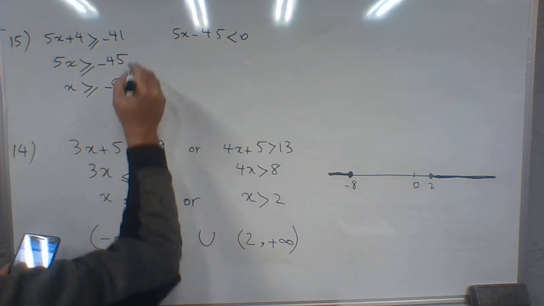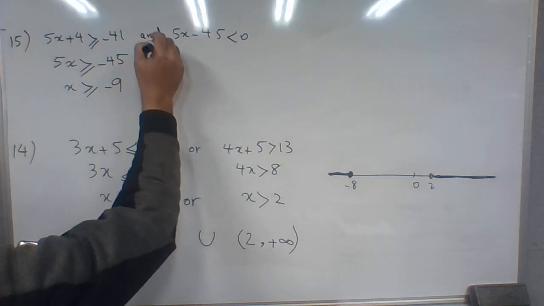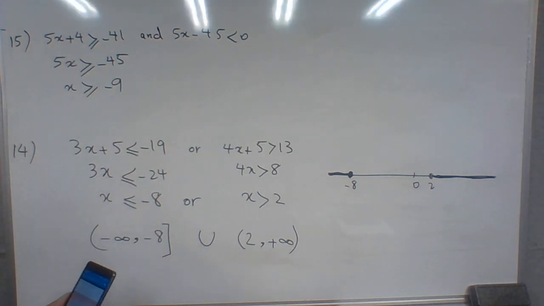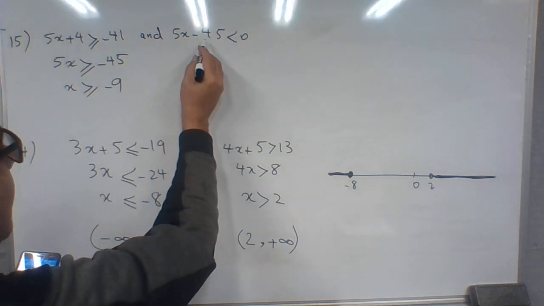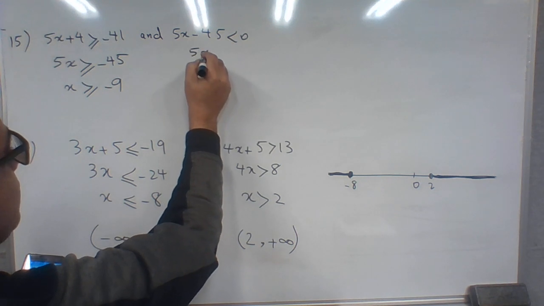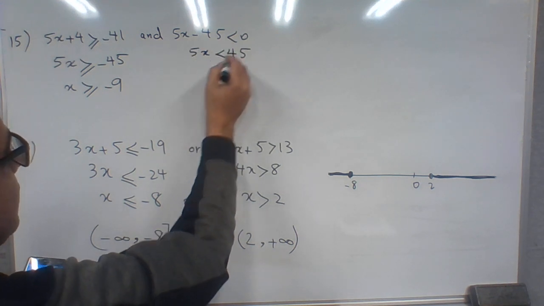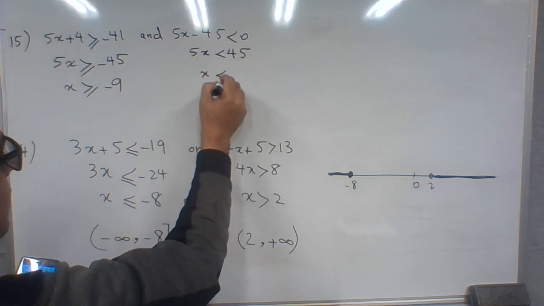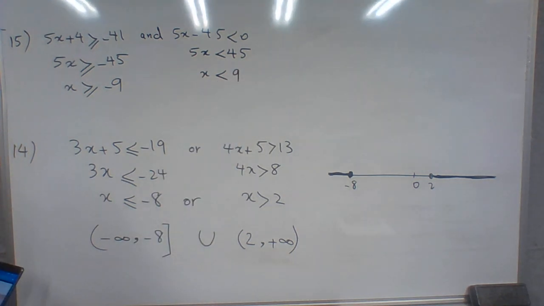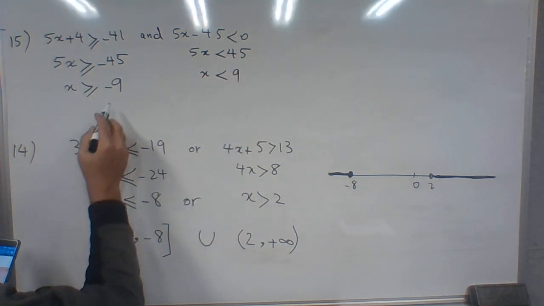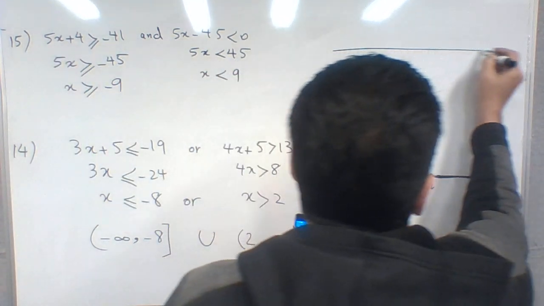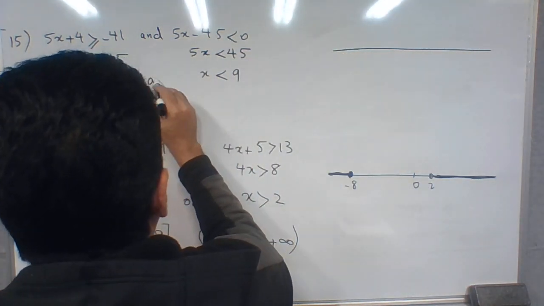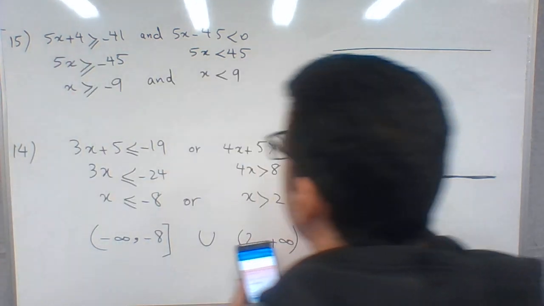At this time it is AND. Let's see what's the difference between AND and OR. Now add 45, so 5x less than 45, divide by 5, x less than 9. Okay, so now we graph it. These and these together at the same time.